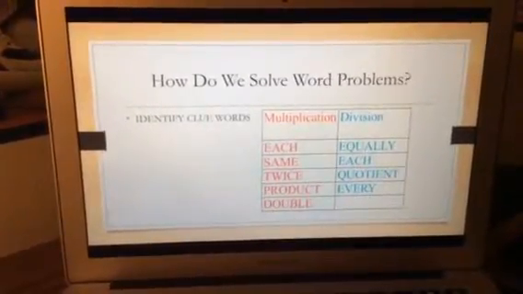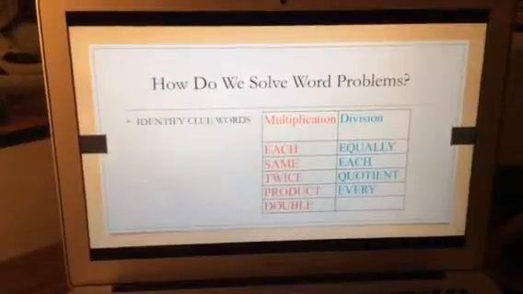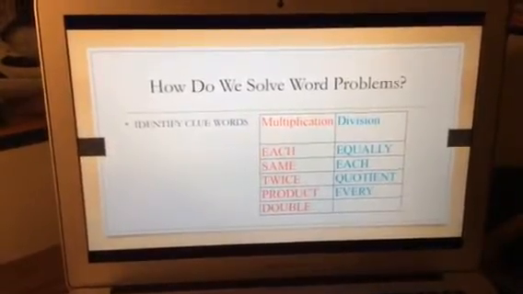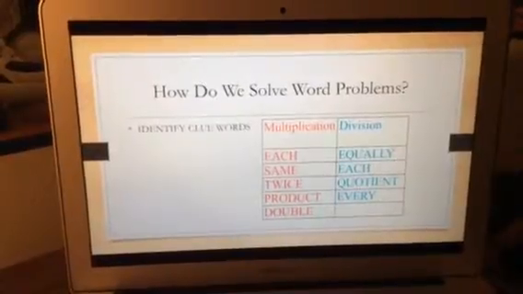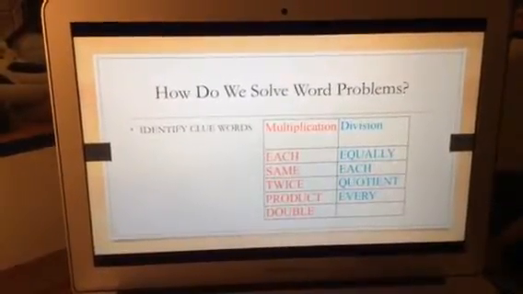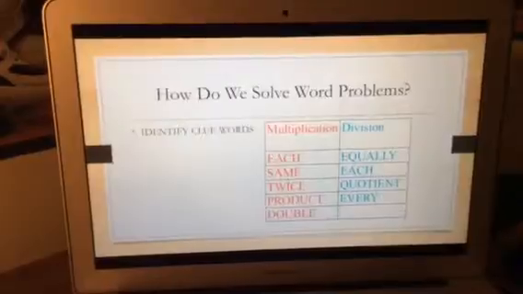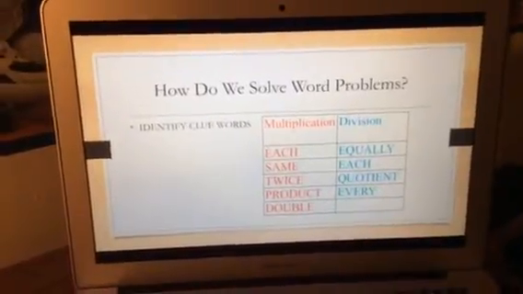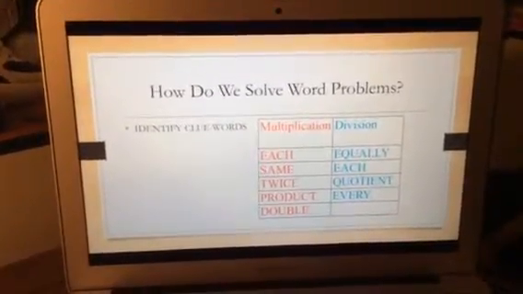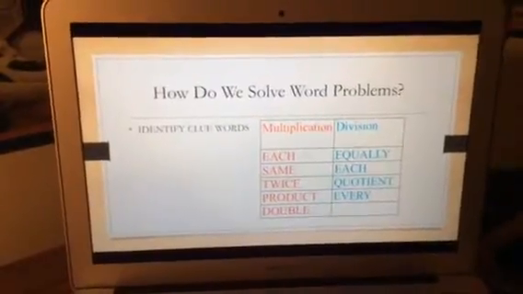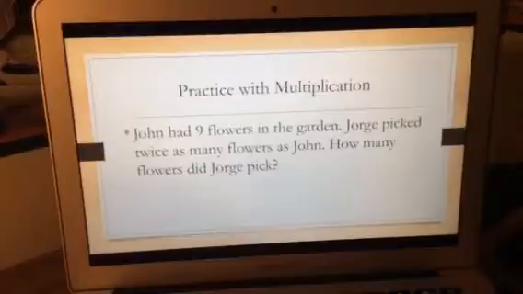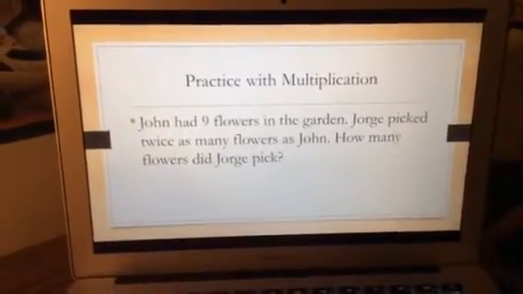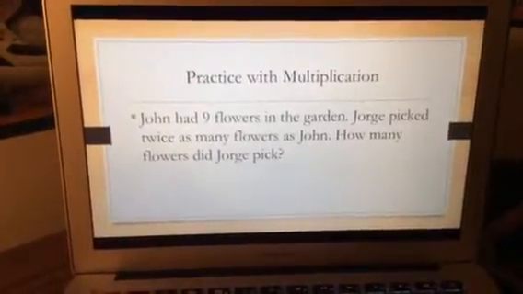The clue words for identifying multiplication word problems are each, same, twice, product, and double. The clue words for division word problems are equally, each, quotient, and every. The next slide has a word problem with a multiplication component.